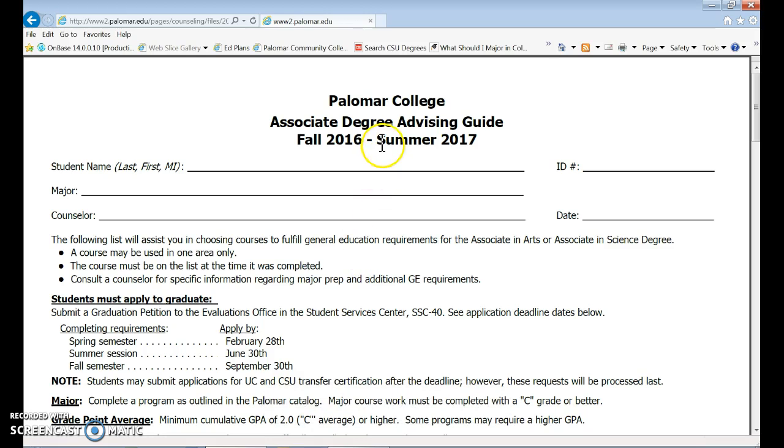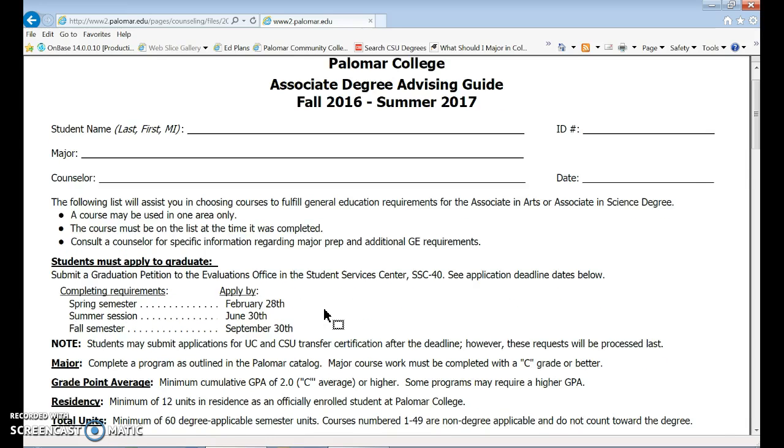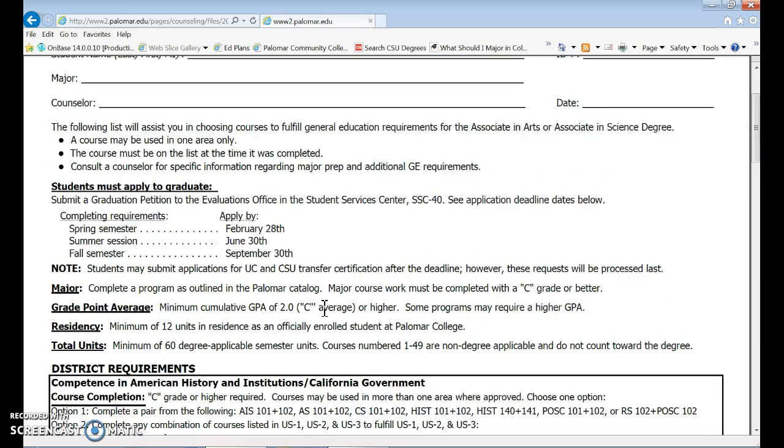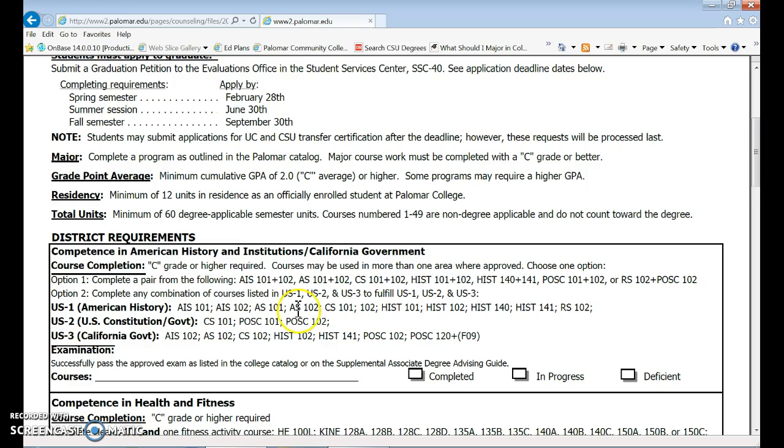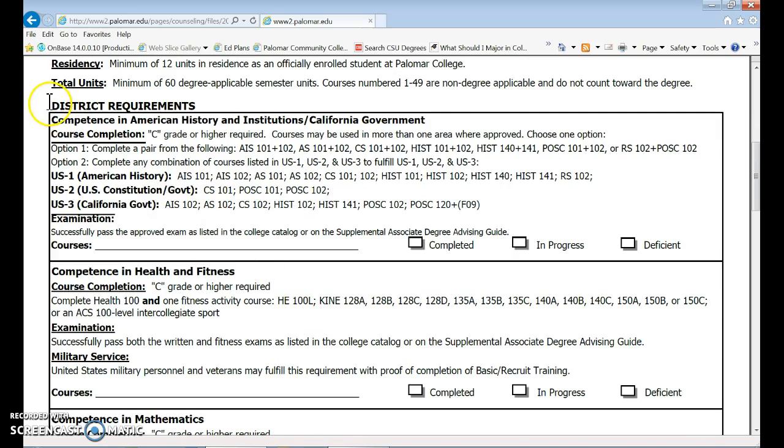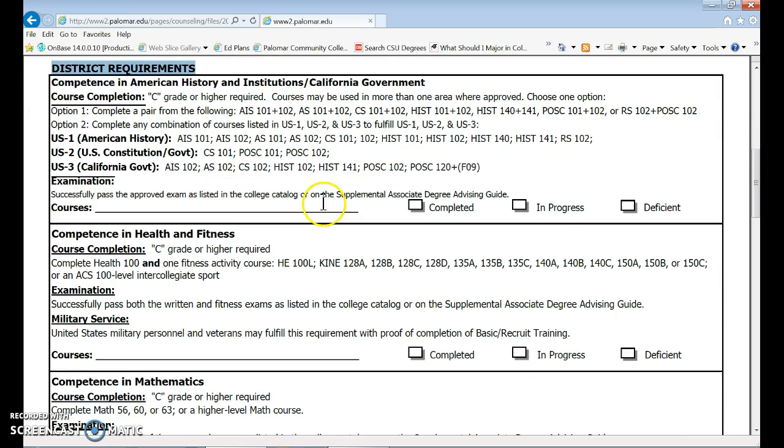This one ends in the summer of 2017. In order to graduate, you need at least 60 degree applicable units. We're going to start with our district requirements. You are required to complete American History and Institution in California Government. I would suggest not doing option 1. We're updating this right now. There's some changes going on. And I would focus on option 2.